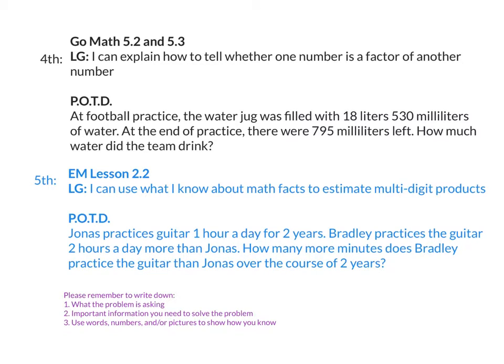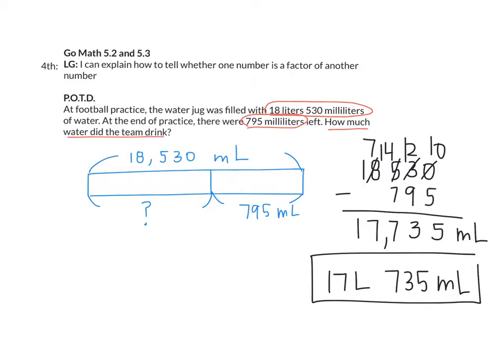Fourth graders, today is Thursday, October 3rd, and we are combining two Go Math lessons today. We're doing 5.2 and 5.3 because they're very related. Both of them are about teaching you how to explain whether one number is a factor of another number or not. So if I give you a number, you have to tell me if it's a factor of another number, and I'll tell you how to do that.